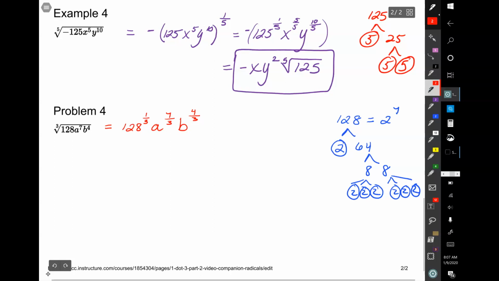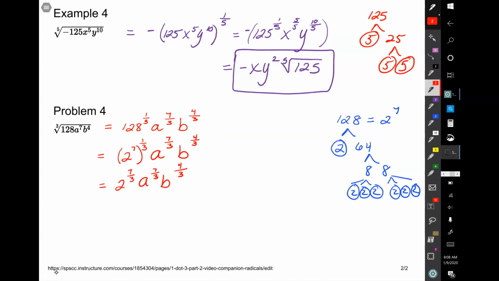I'm just like I did before. I'm going to write 128 as 2 to the 7th raised to the third power. And I'm going to just carry down this a to the 7/3, b to the 4/3. So now again, I'm writing out more detail than you would really need to do or probably want to do, but just so you can see how it works.